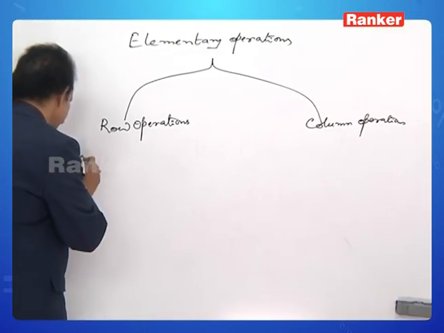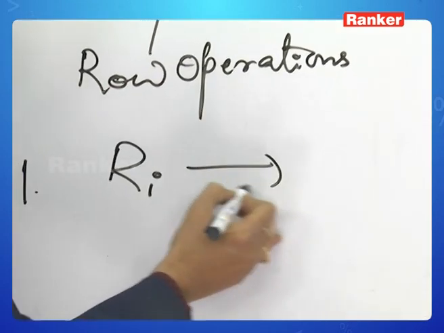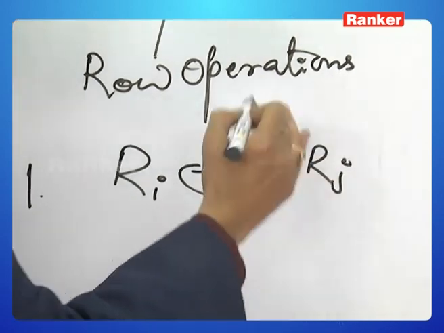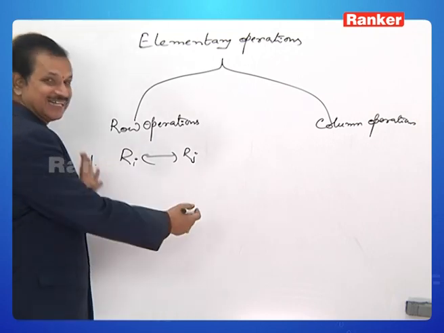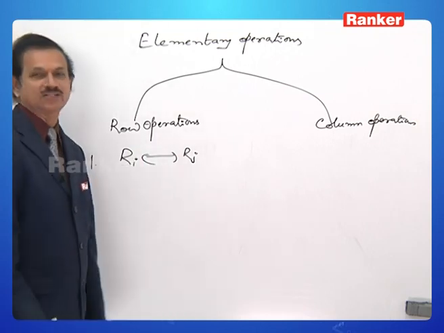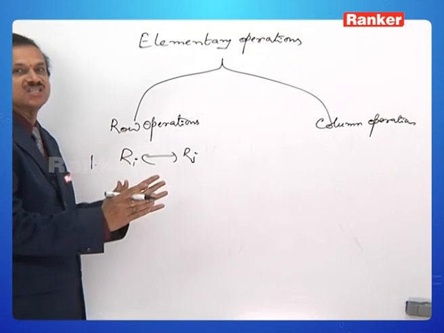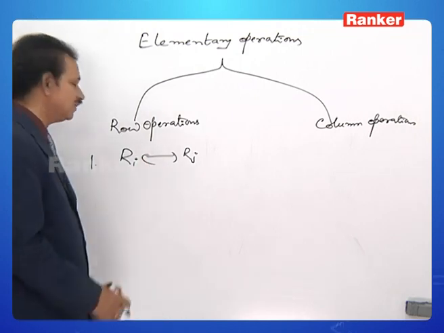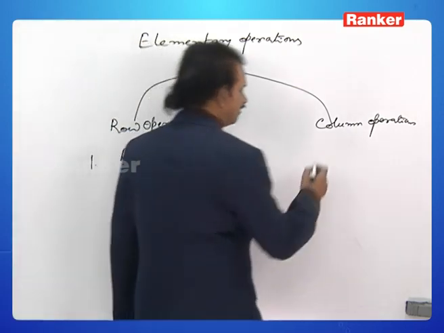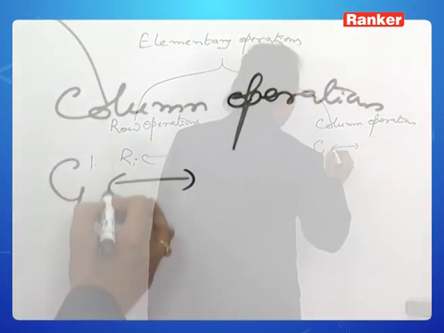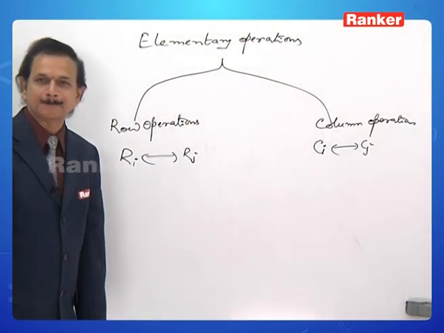Number one, this symbol. If at all you perform the operation of interchanging the ith row and jth row in a matrix or a determinant, that change is expressed by this symbol. Interchange of ith row and jth row. In the similar fashion, the corresponding column operation is interchange of ith and jth column.